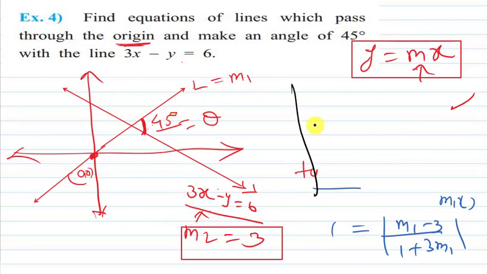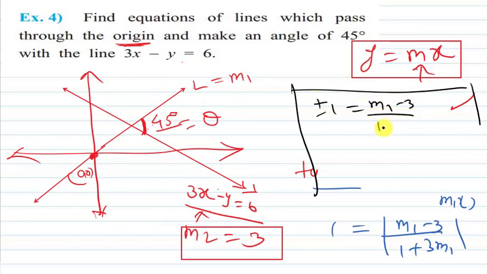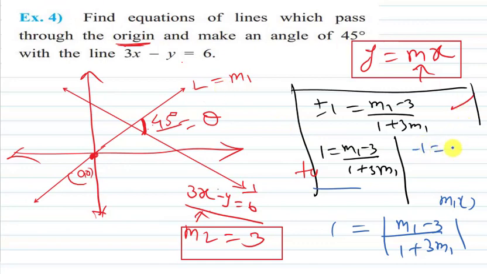So what I will have, I'll solve here. Plus minus 1 equals m1 minus 3 upon 1 plus 3 m1. So here I have to solve two equations, one by taking plus 1 and second by taking minus 1. So I'll have two equations of the line because I will get two slopes.